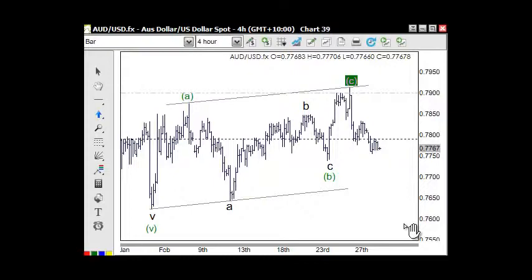The RBA have got their minutes for their meetings today as well. The general consensus is that they will knock some basis points off the rates, but you know that's always a guessing game.